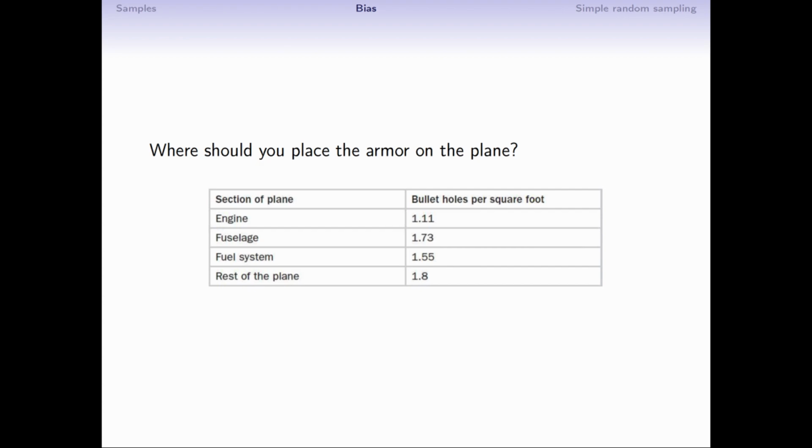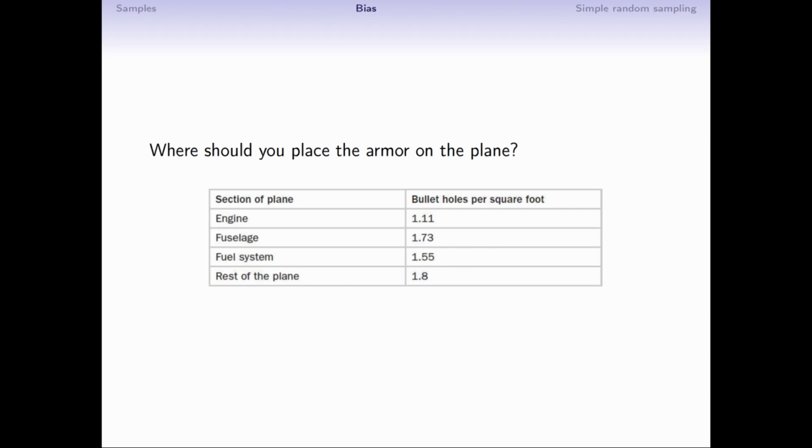So the group studied the data from the returning planes, and we have to be careful not to think too quickly here. What can we learn from this data? See, Wald understood that the returning planes do not form a random sample of all the planes that have been hit by bullets, right? This is a case of survivor bias. You're only studying the planes that got back. In fact, the planes that you would most like to see, the ones that actually got shot down, are not in the sample at all.